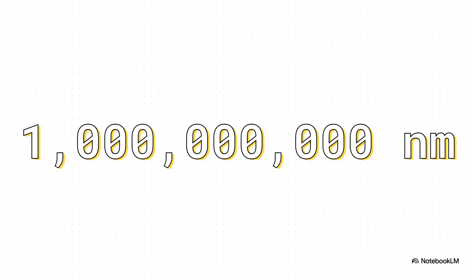Well, the reason is simply because they are unbelievably small. So small, in fact, that our usual units like centimeters or millimeters are just too big to measure them. We need a special, much smaller unit called the nanometer. And to give you an idea of how small a nanometer is, there are 1 billion nanometers in just 1 meter. That's a 1 followed by 9 zeros.